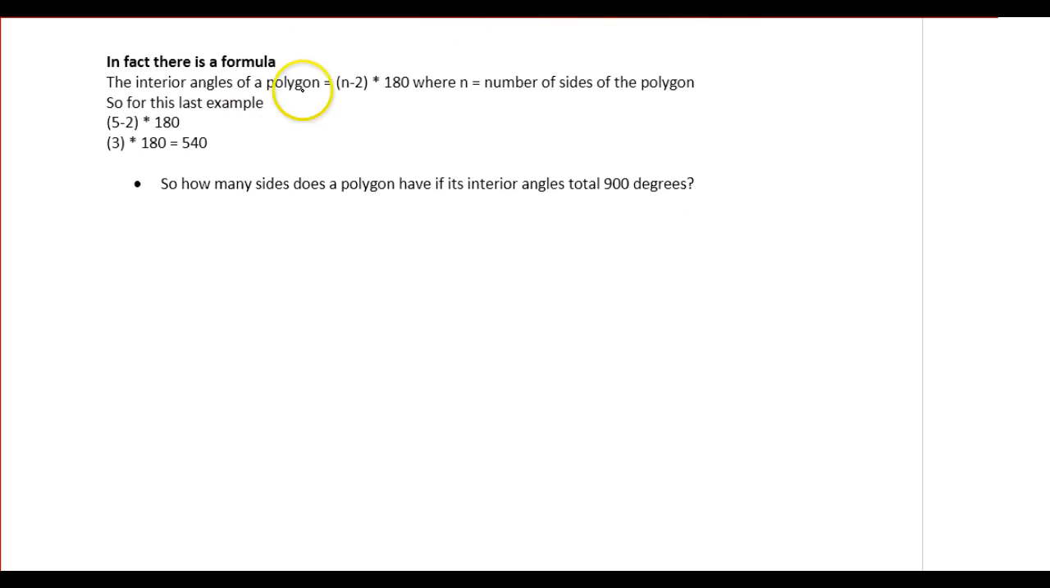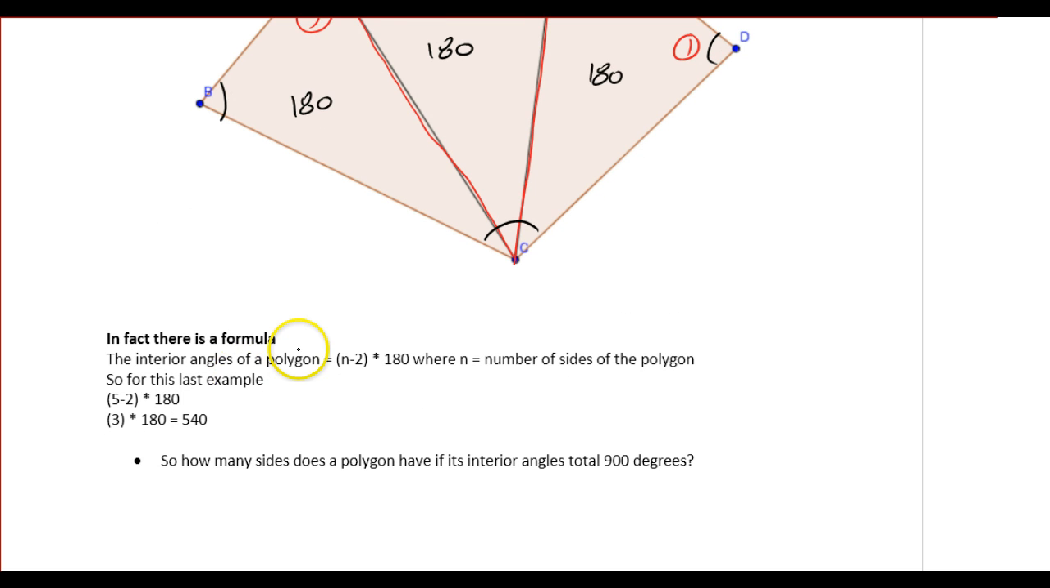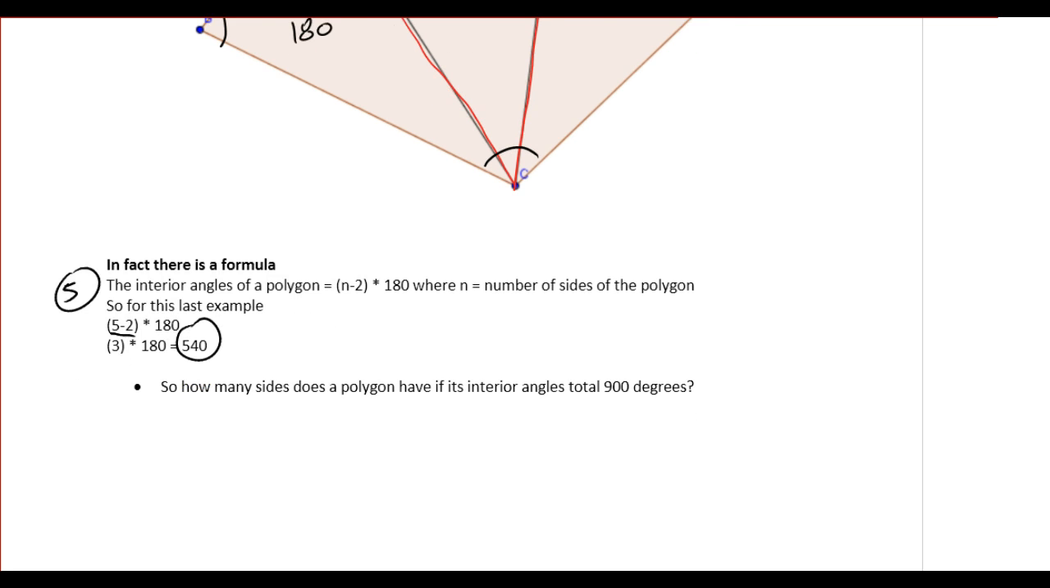So the interior angles of a polygon equal n minus 2 times 180, and the n in this case is just the number of sides of the polygon. So for this last example of the pentagon, okay, how many sides did we have? 5 for a pentagon. So it's going to be 5 minus 2. There's 5 minus 2 times 180, or 3 times 180, 540. So the formula is, again, n minus 2 times 180. Nothing too fancy here. I'm sure most of us have figured that out already.